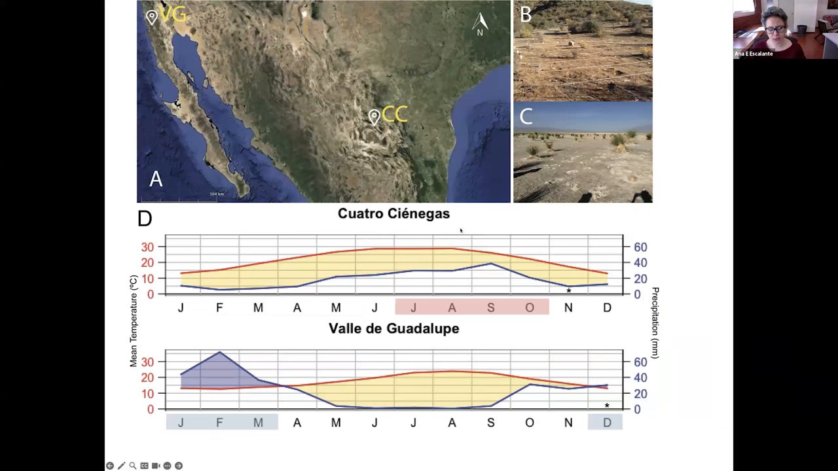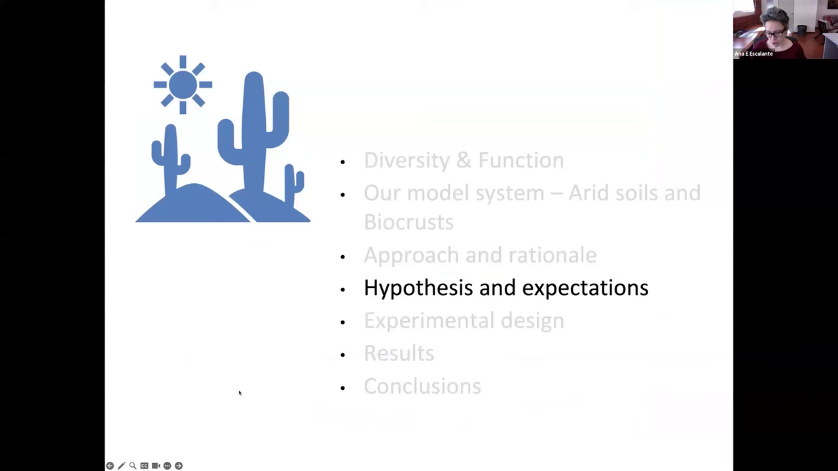This is just to show you the contrasting temperatures where the different deserts receive precipitation. In the top side, you can see highlighted in red the rainy season, and the red line indicates the temperature corresponding to the different seasons. And you can see that the median temperature in the rainy season in Cuatro Ciénegas, in the hot desert, is around 30 degrees. And in contrast, for the cold desert, the median temperature in the rainy season is around 15 degrees Celsius. So what were our hypotheses and expectations?